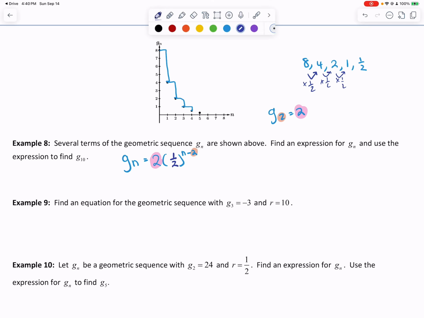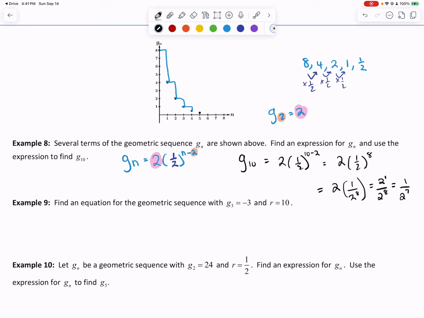So there's our general form. If we want to use it to find g sub 10, we have 2 times 1/2 to the 10 minus 2 power. So that is 2 times 1/2 to the 8th power, 2 to the 8th. Notice we can simplify this just a little bit and not go all the way up to 2 to the 8th, because that's like 2 to the 1st over 2 to the 8th, which simplifies to 1 over 2 to the 7th using our exponential rules.